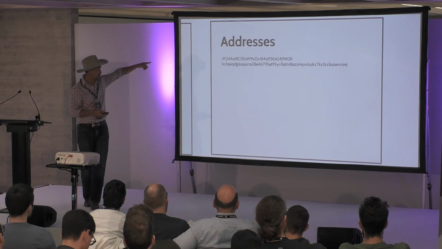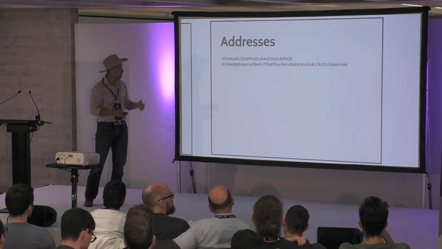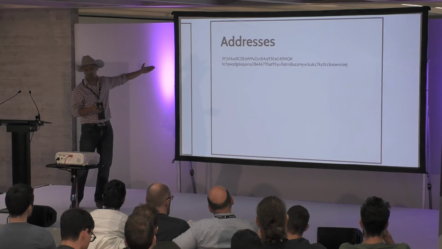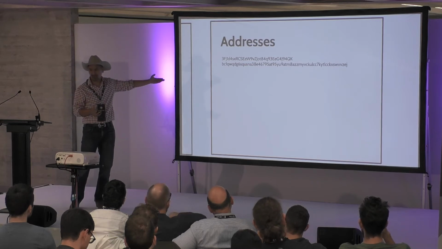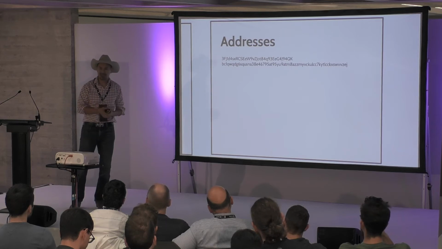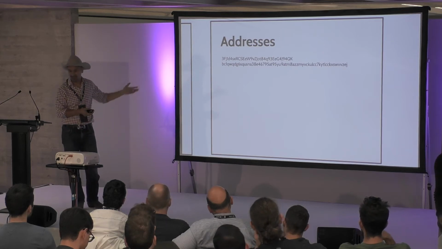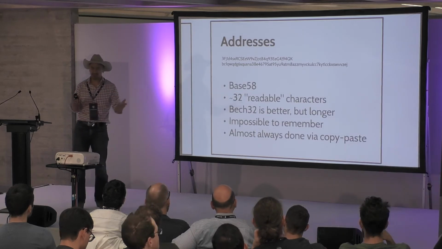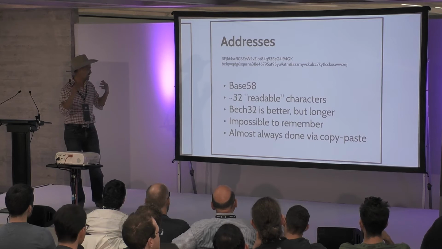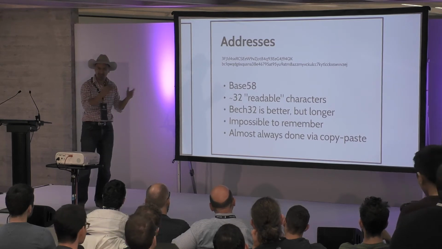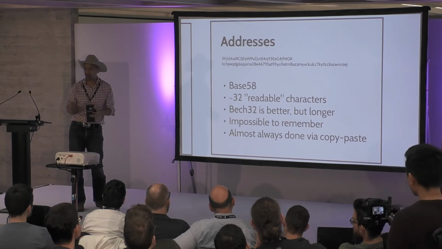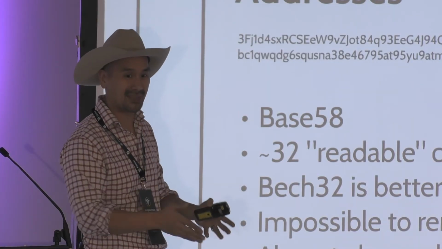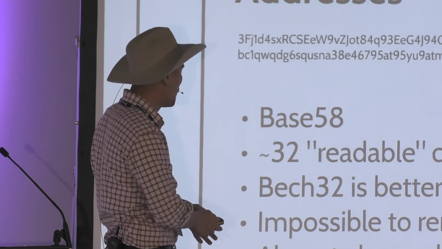Addresses, similar thing, right? The first one's base 58. The second one's bech32. These are gigantic. The second one in particular is really big because I think that's a pay-to-witness-script-hash. So it's especially big. Base 58 is supposed to be readable, but it's not really readable, right? I don't know how many times I've seen it written down, and a capital K is mistaken for a lowercase k or something like that. There's a lot of mistakes that you can make.